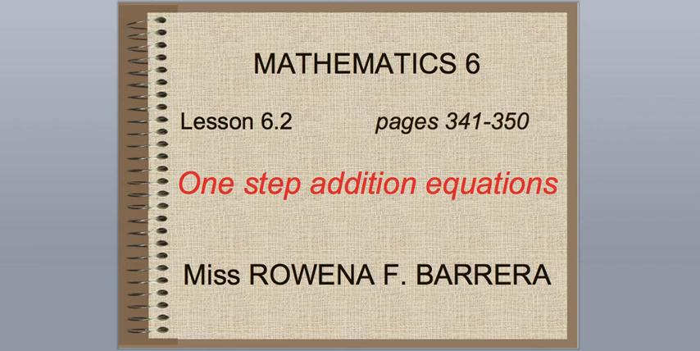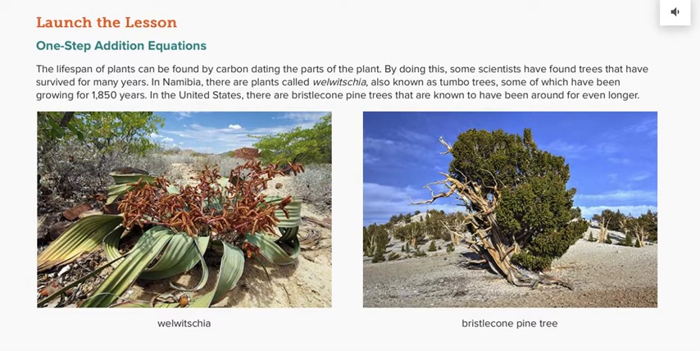For today's video, we're gonna learn how to solve one-step addition equations. To begin with, let me introduce to you two species of plants. The lifespan of plants can be found by carbon dating the parts of the plant. By doing this, some scientists have found trees that have survived for many years.